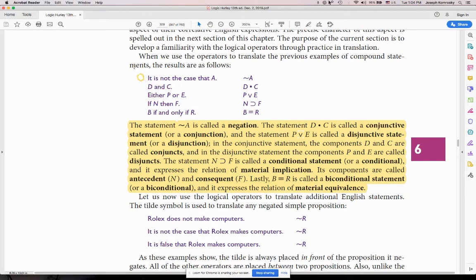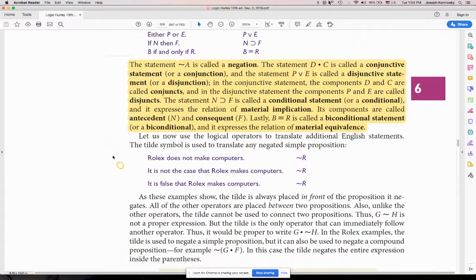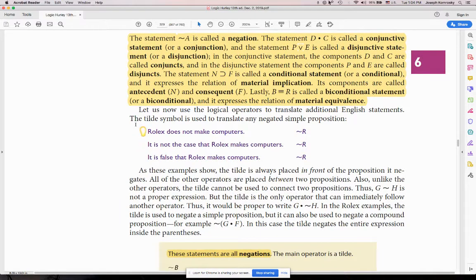So what Hurley does is he'll break this into a section, this, and this. He gives you multiple examples of how to translate. This right here, I highlighted. You don't need to worry about that. It's really technical language. So if you get confused about that, don't worry about it. I'll be explaining what to do in these sections. Okay, so for the first one, we're going to talk about the tildes. Just the tildes. We're going to negate stuff.